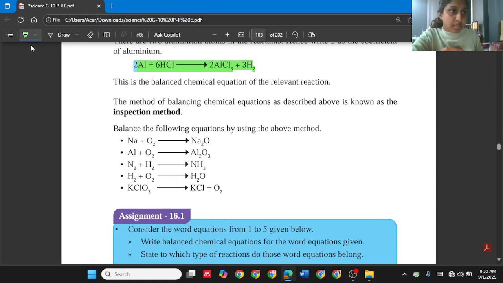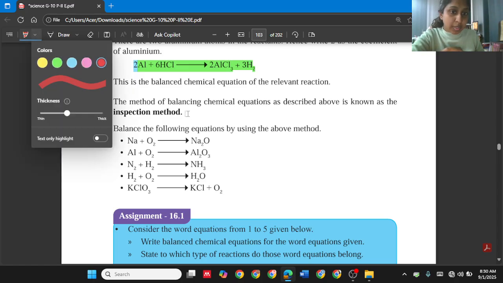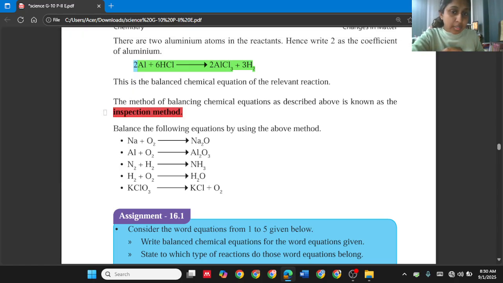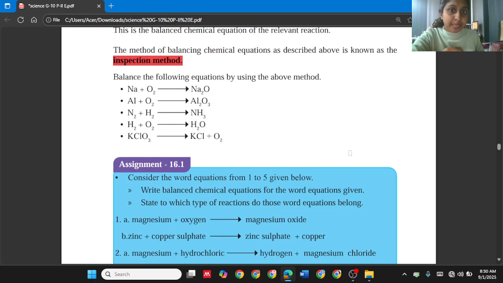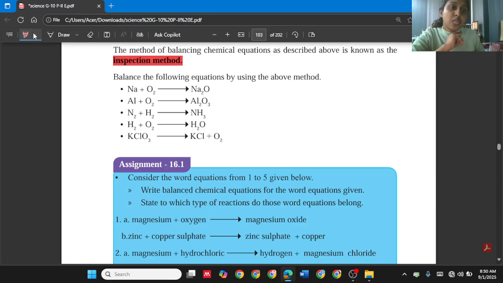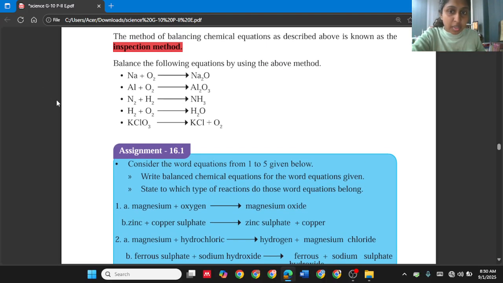So there are different methods of balancing equations. Here we are calling this method the inspection method. Okay, I think you got it. And here you have some equations. They have given some equations, so you have to balance them. Balance the following equations by using the above method. What is the method? It's the inspection method. So use this inspection method and try to balance the 5 equations they have given. After I come back, I'll discuss them with you.